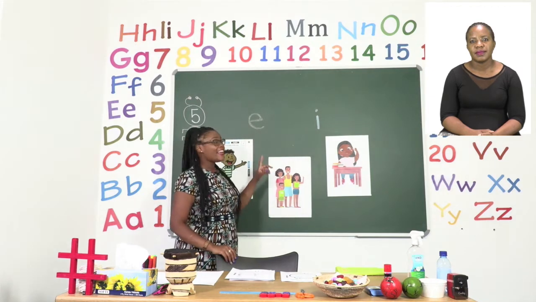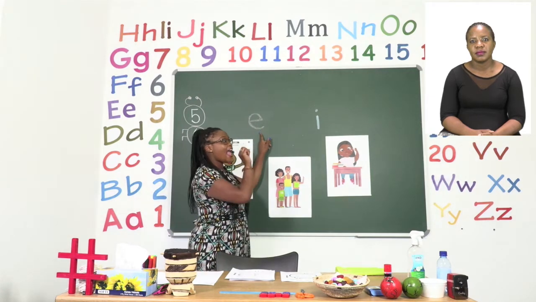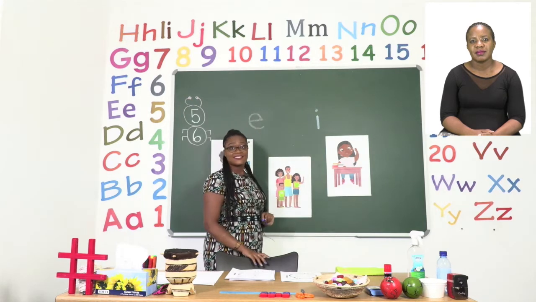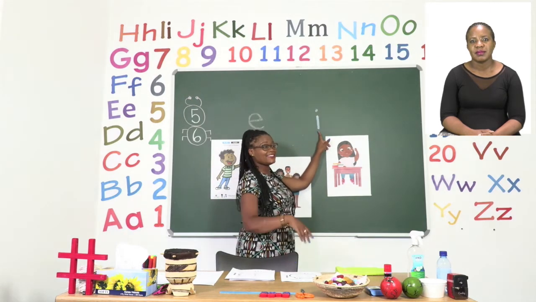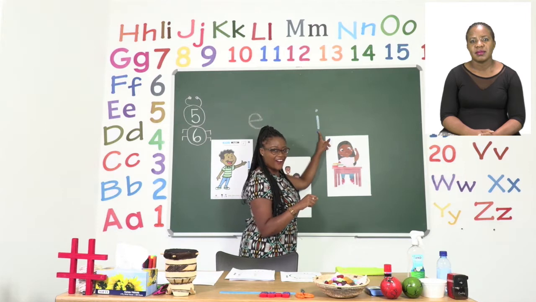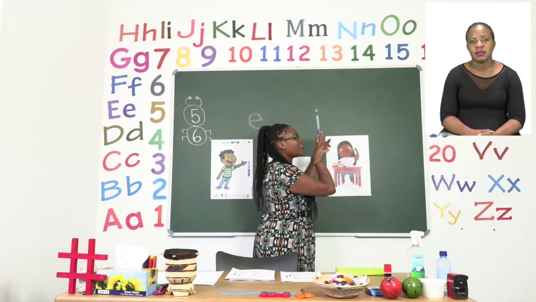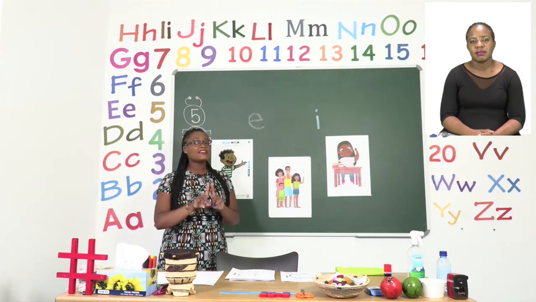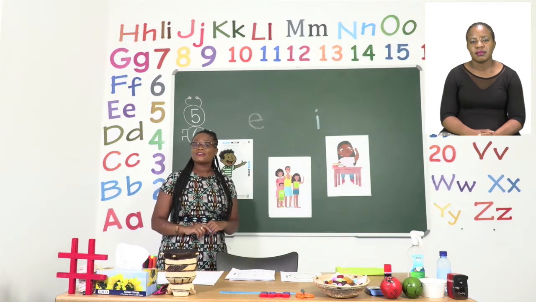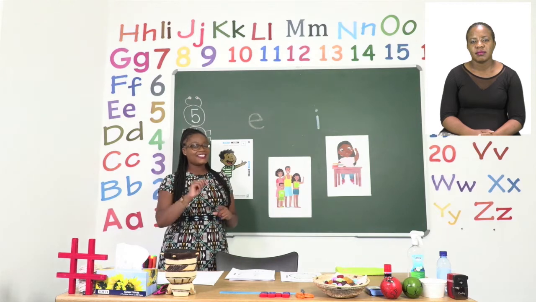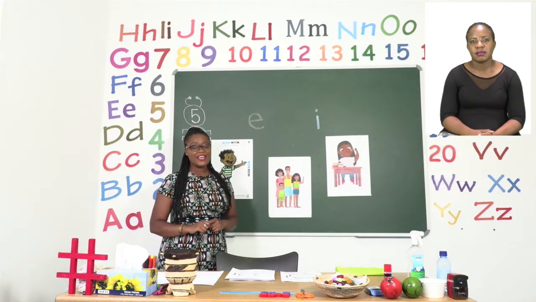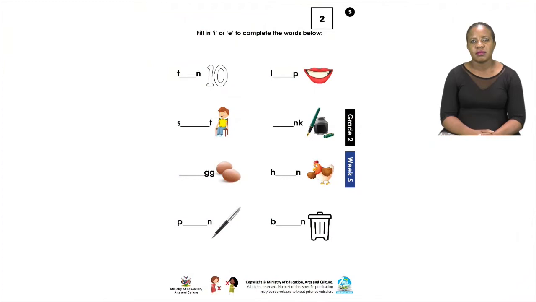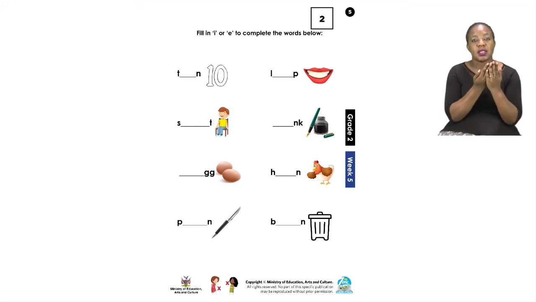So remember, the sound of this one is... Well done! It says A. And the sound of this one is... Good job! It says E. Now that we know the difference of the sounds, we can fill in the missing vowel sound in the words. Let's take a look at our exercise. The words that we have there have pictures, which makes our job a lot easier. Let's take a look at the first one.